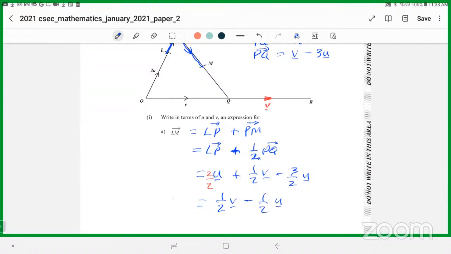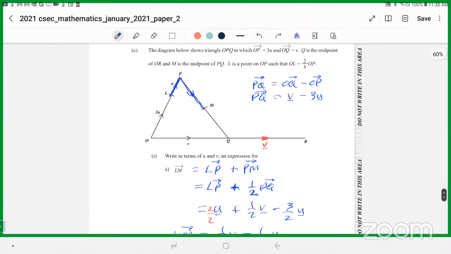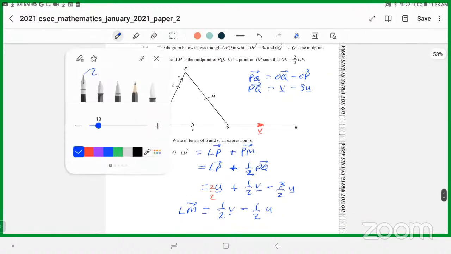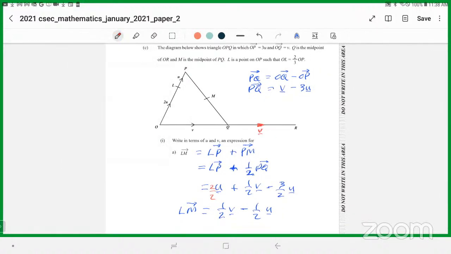So this is basically saying, you go from L to M. I can go half in the direction of V, and then minus half in the direction of U. We can check if it makes sense. If I were to sketch it out on the diagram, this is a whole V. Half of it will be this length. About there. See there? About that.